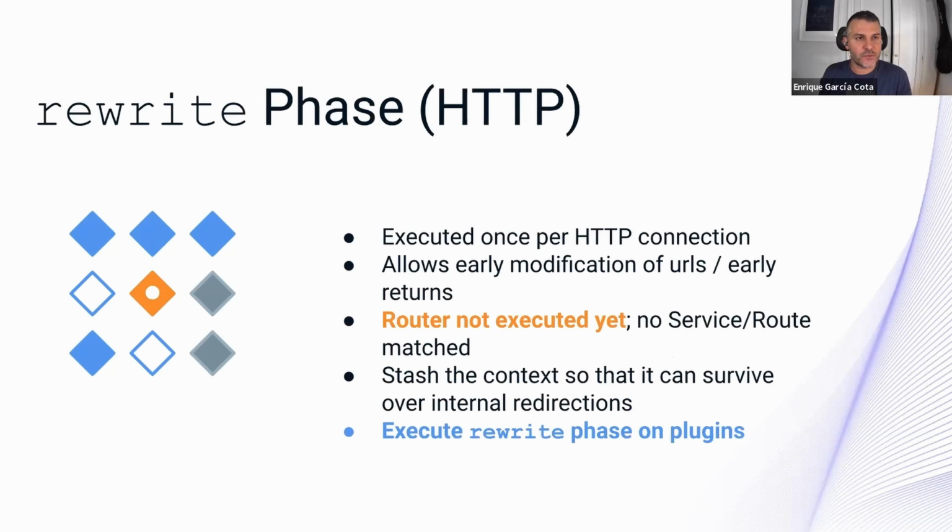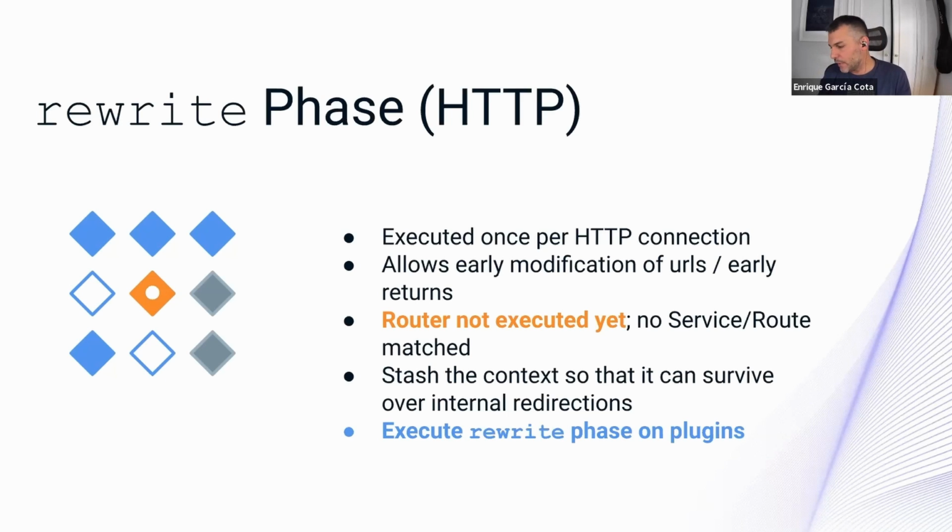The next phase is the rewrite phase. This one is kind of special. On a human, it would be similar to waking up and not knowing who you are yet. And I say this because on this phase, the router has not been executed. That means that you still don't know which service or route got matched by the request that just arrived. So there is very little you can do. I tend to think about this phase as an early exit phase.